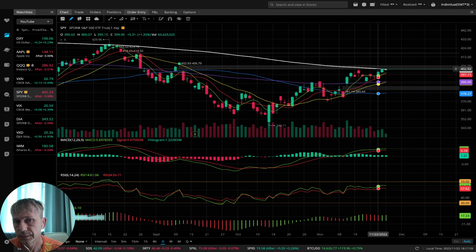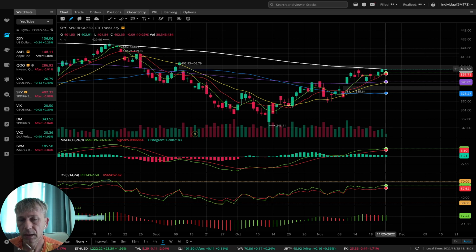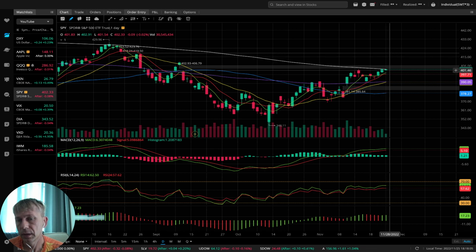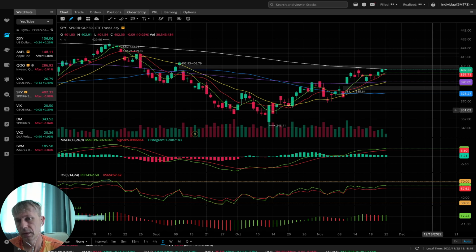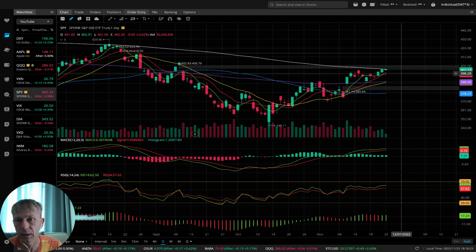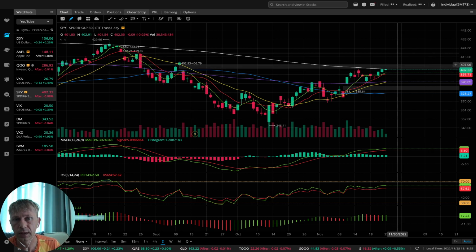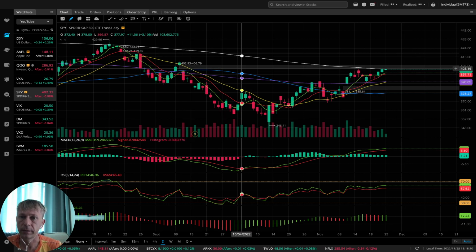Sometimes there are two kinds of cases. It can bounce from MA 200 and the gap, or it can close the gap and bounce from it. That's how it can work. It can be one green day, move up, close the gap and move down, but it should be a very strong green day.